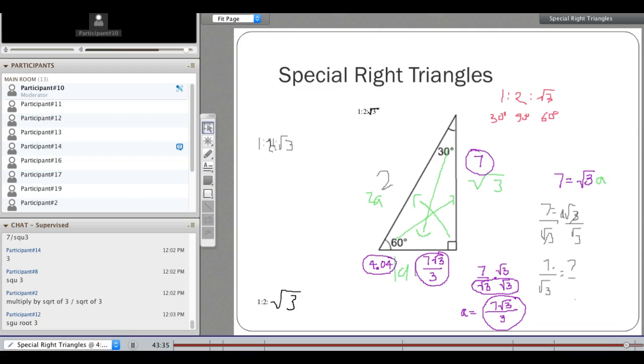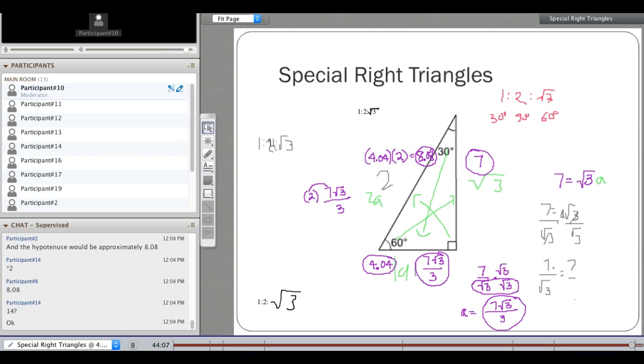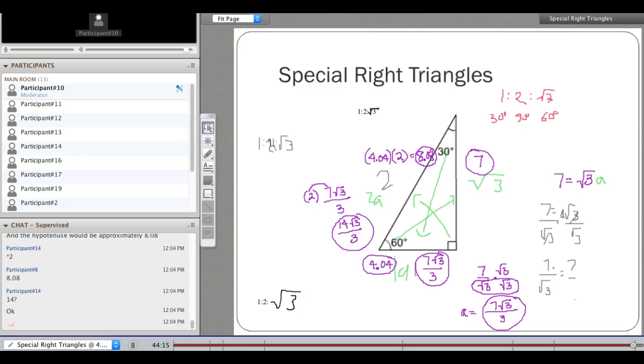Okay? We have one more side to find, right? We got to find the hypotenuse as well. So you could take 4.04 and double it, multiply it by 2. Yeah. To get 8.08. Okay, so that's the decimal version. If you take 7 times the square root of 3 over 3, and you multiply it by 2, yep, that's right. It's just the 2 and the 7 that get multiplied. So it becomes 14 square root of 3 over 3 is how you'd simplify that. Okay?